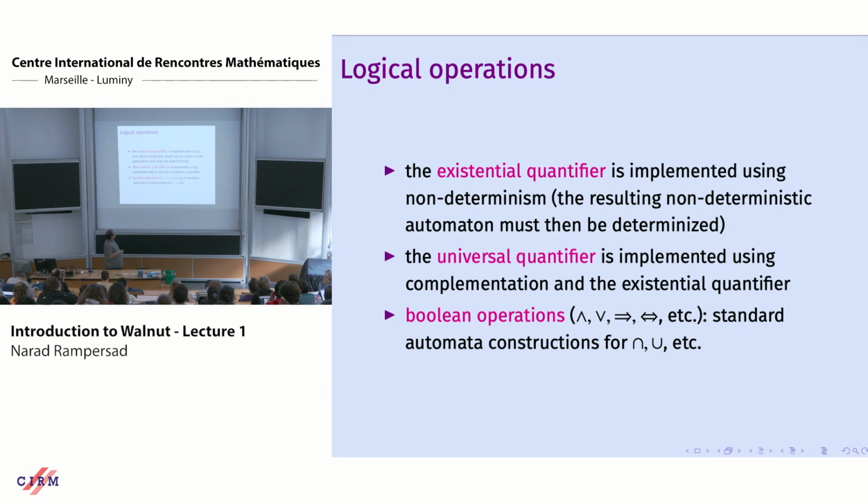The only issues are the quantifiers. And quantifiers are implemented, in this case, by non-determinism. So the existential quantifier is implemented using non-determinism. And the universal quantifier is just implemented using negation of the existential quantifier, right? And this is where what I said before about conversion between non-deterministic and deterministic automata comes in. For most of what we're doing, we're working with deterministic automata, but to implement an existential quantifier, we need to introduce a non-deterministic automaton, and then we have to determinize it.